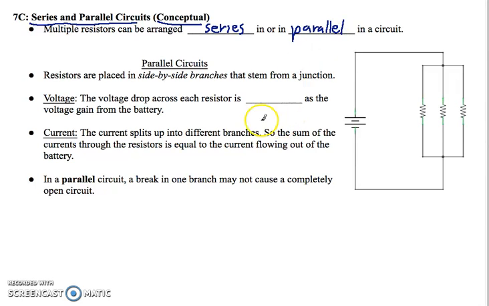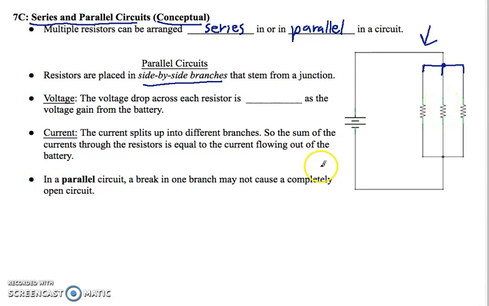Parallel. So first we're going to talk about parallel circuits. In a parallel circuit, resistors are placed in side-by-side branches that stem from a junction. The junction in this case would be this dot right here, and you can see it splits into three different pieces and three different side-by-side resistors. So this is a good example of a parallel circuit right here.